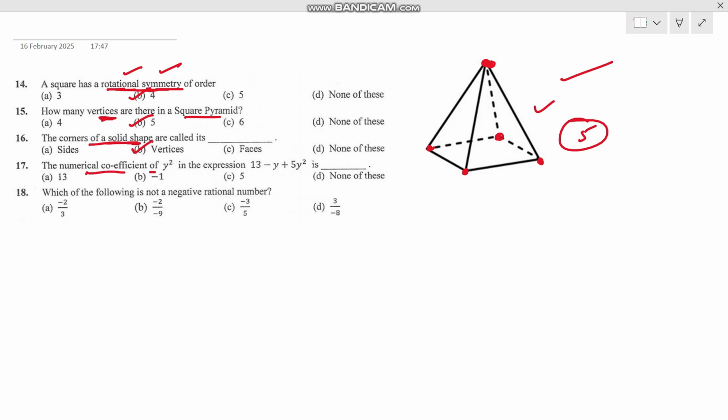The numerical coefficient of y square. Now this is y square and the numerical coefficient is plus 5. So the correct option is option number C, 5. Now question number 18. Which of the following is not a negative rational number? Now this is a negative rational number. This is also a negative rational number. This is also a negative rational number. Now this negative will become positive. So this is not going to be a negative rational number.